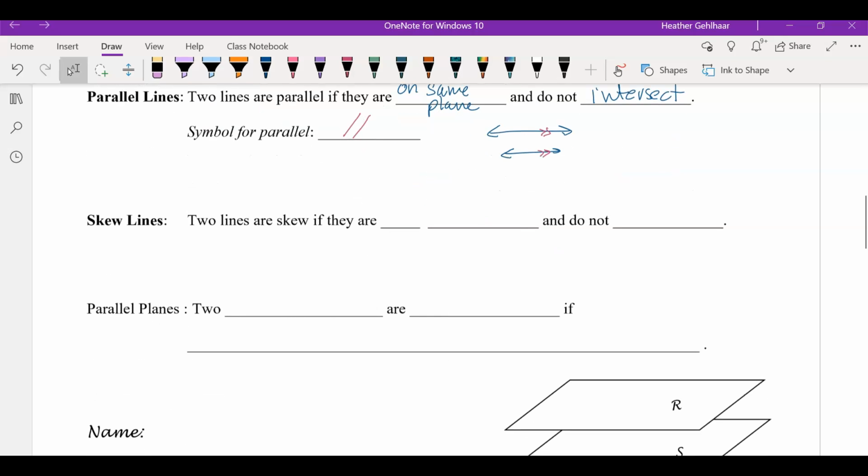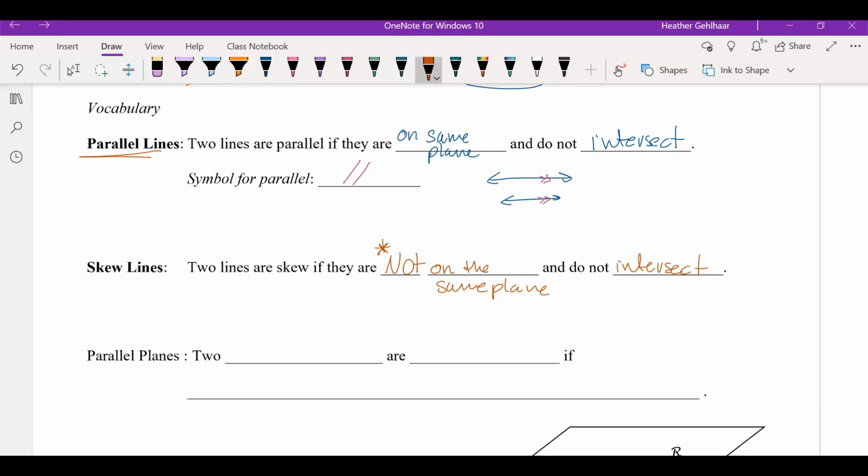Next, we have skew lines. So skew lines are not on the same plane, and they do not intersect. Okay, so notice if they're not on the same plane here, right? So if they're not on the same plane, are they going to be parallel? Absolutely not, right? Because parallel lines, they need to be on the same plane.